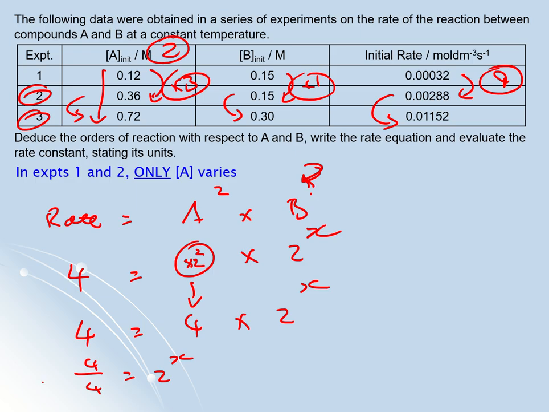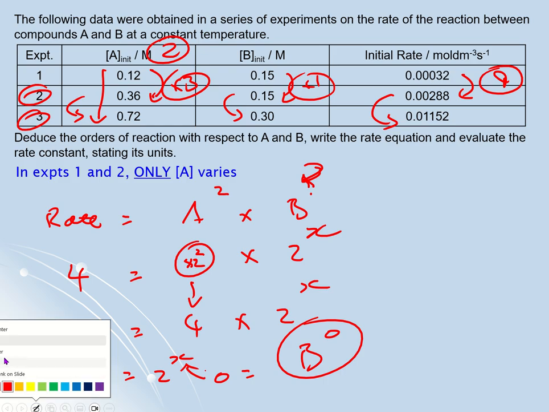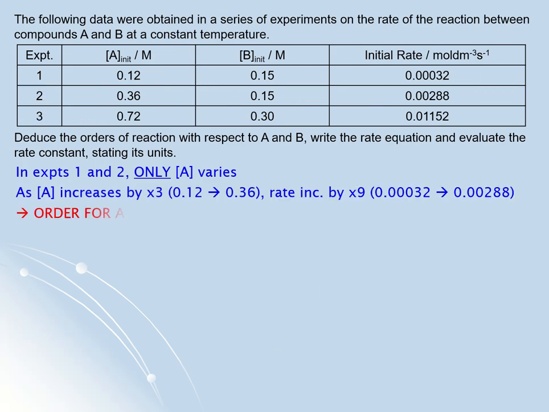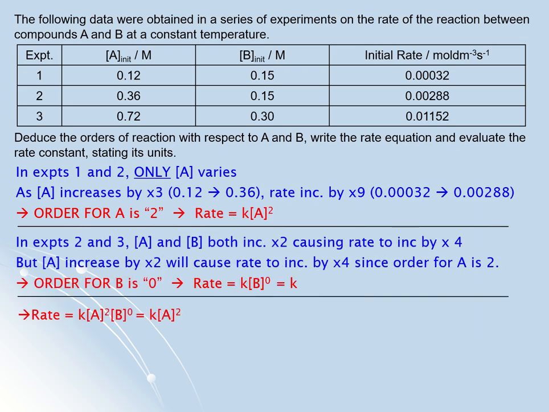So 4 divided by 4 is, of course, 1. So 2 to the power of 0 equals 1. So therefore B is 0 order in this particular instance. Anything to the power of 0 is 1, by the way, for those of you who are not mathematical. So I'm saying therefore that A is second order and B is 0 order. So let's just check I got that right. Yeah, we did.